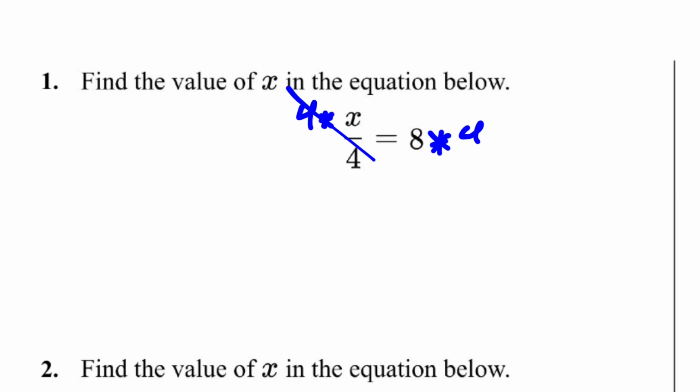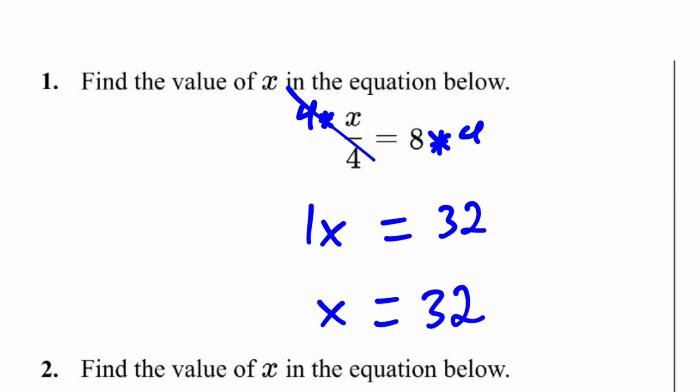This 4 over 4 becomes 1. You can write that as 1x, but you don't need to. You can simply write it as x. They're the same thing. What you actually type into your calculator is 8 times 4, and the answer is 32. Notice if you take 32 divided by 4, do you get 8? You do. That means you have the right answer.